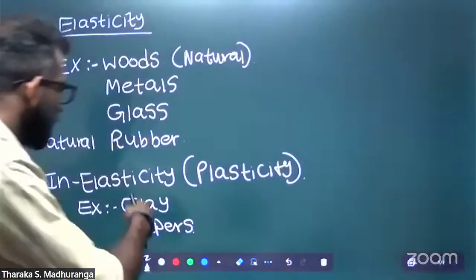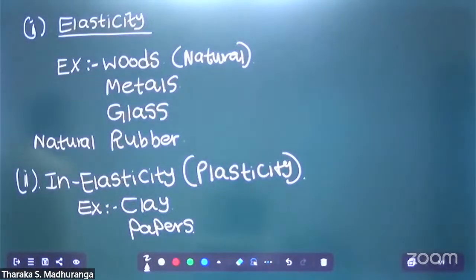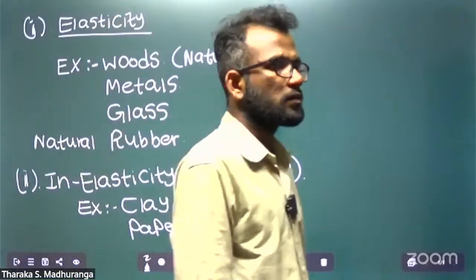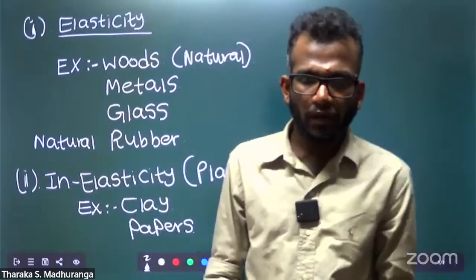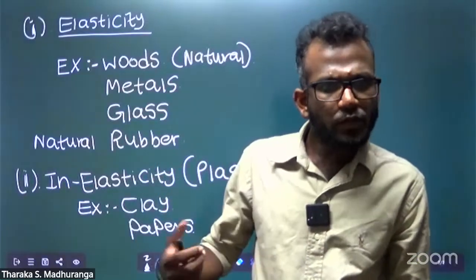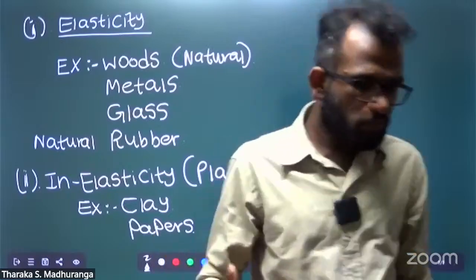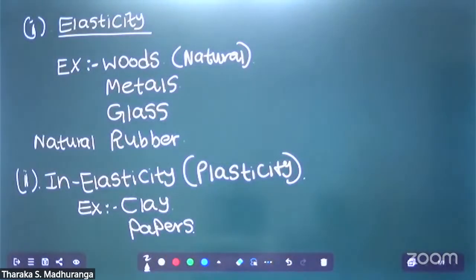Examples: clay, papers. Okay, they are the main two types of mechanical property we are going to discuss in this lesson.